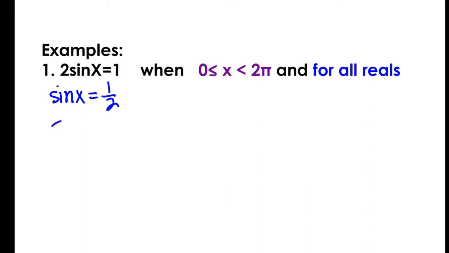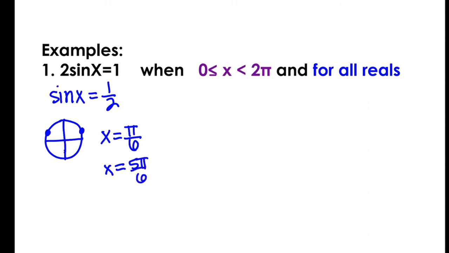Then we think, where on our unit circle does sine of x equal 1/2? Well, 1/2 is small, so that is close to the x-axis because sine is y. And there are two values on the unit circle where sine equals 1/2. That's going to be x equals pi over 6 and x equals 5 pi over 6. And so that is what I just did there. I meant to make it purple, but it's too late. So we do that, and then we'll do for all reals as well.